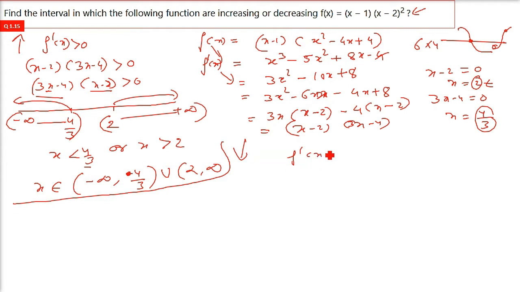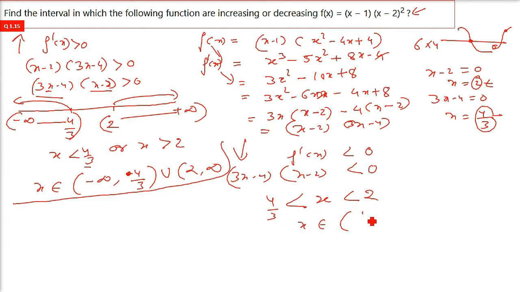Now coming to the decreasing one, f dash x should be less than 0. So 3x minus 4 into x minus 2 should be less than 0. Again, we have already discussed. So x should be between the lower one and the higher one. 4 by 3 is the lower one and 2 is the higher. So x is between 4 by 3 and 2. So x, you can call it as x belongs to 4 by 3 and 2. So this is your solution.